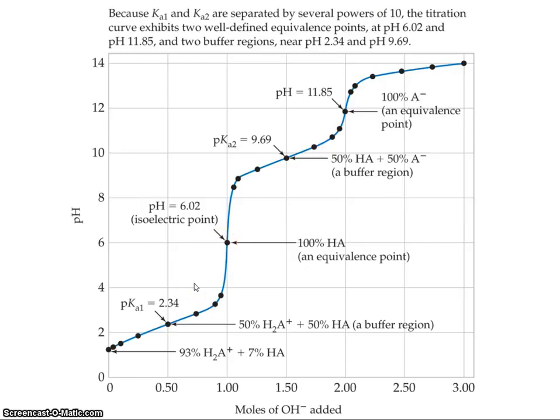For you guys, what I want you to know is I've got more than one equivalence point. They're evenly spaced. Halfway to the first one is pKa1, and between the first one and the second one, there's pH equals pKa2, and these things stack on top of each other.